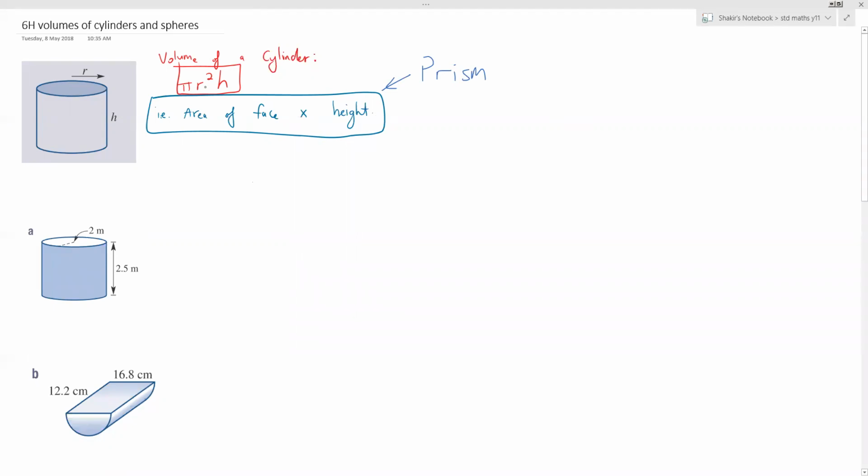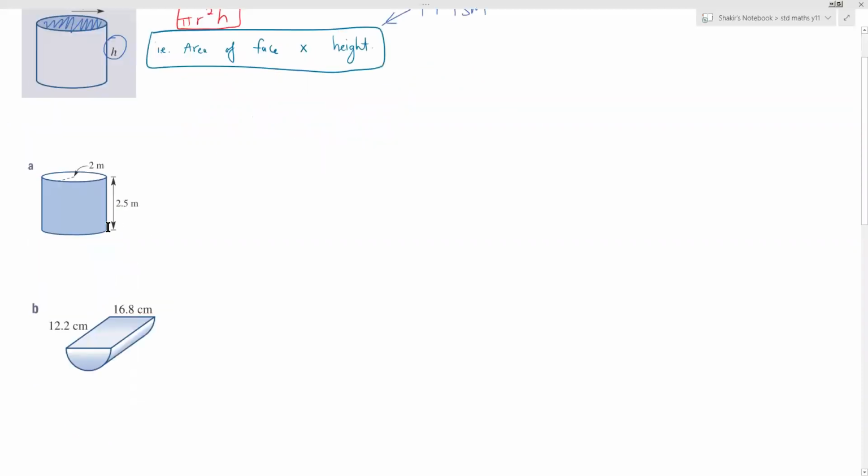The pi r squared part of the formula is the area of the face, the area of one side, one base or the top, multiplied by the h, which you can think of as the depth. So it's area of the face times the height. Pi r squared multiplied by height. So let's try applying that and see how we do.